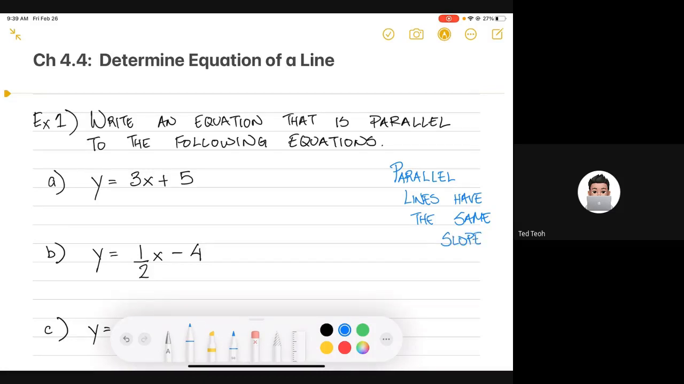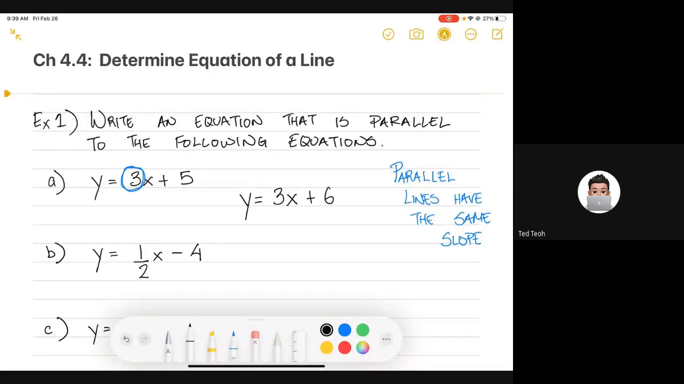All right, so I need to write an equation that is parallel to y equals 3x plus 5. First thing I need to do is look at the slope. In this question, the slope is 3. So a line that is parallel to y equals 3x plus 5 would have to be y equals 3x, and then I can just pick whatever y-intercept I want. You can pick your favorite number. Mine's 6, so I'm going to write plus 6.